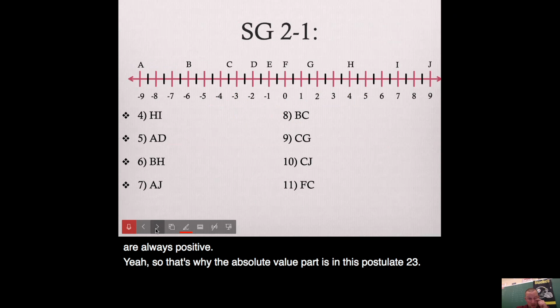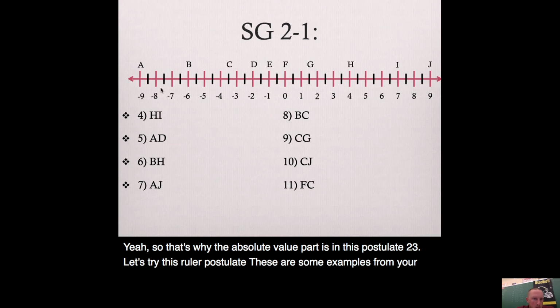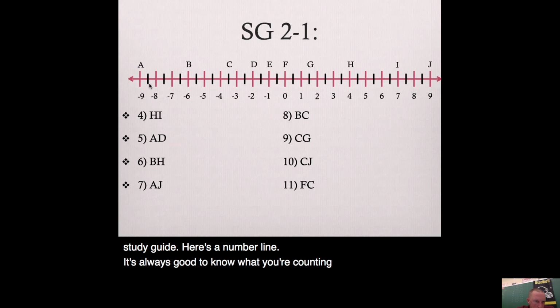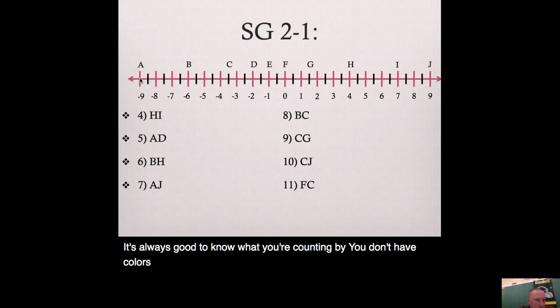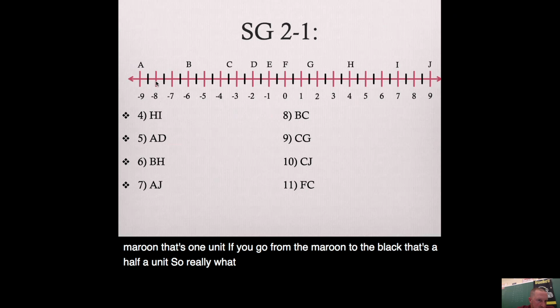Let's try this ruler postulate. These are some examples from your study guide. Here's a number line. It's always good to know what you're counting by. You don't have colors on your study guide, but if you go from this maroon to this maroon, that's 1 unit. If you go from the maroon to the black, that's 1/2 a unit. So really, our smallest unit of measure there is 1/2 of a unit.